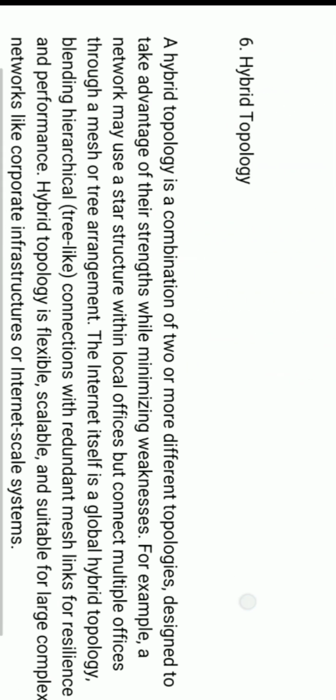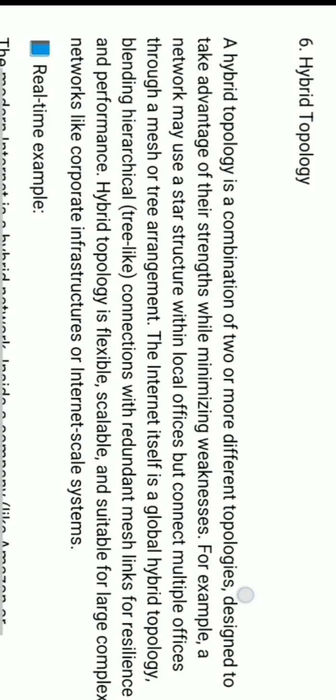Next, we come to one of the most flexible and widely used topologies, called the hybrid topology. As the name suggests, hybrid means mixture. So a hybrid topology is simply a combination of two or more topologies. For example, a company may use star topology inside each office but connect different offices using a mesh topology or tree topology. So it mixes different designs to take the advantages of each and reduce the weaknesses.